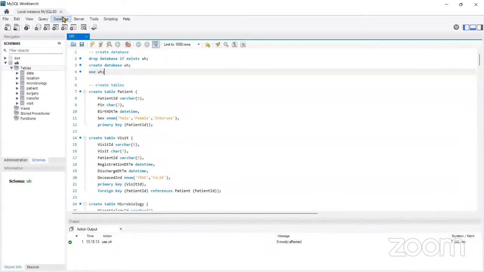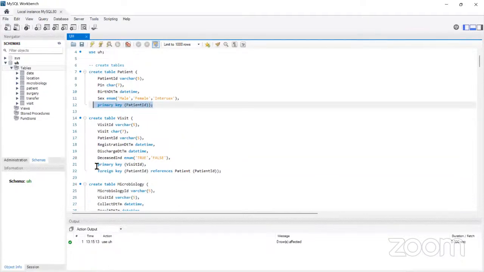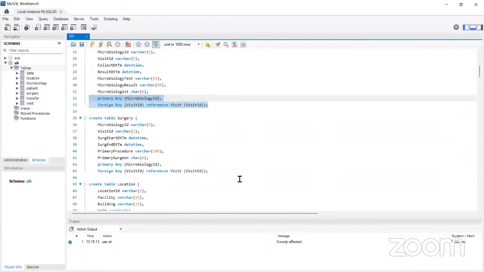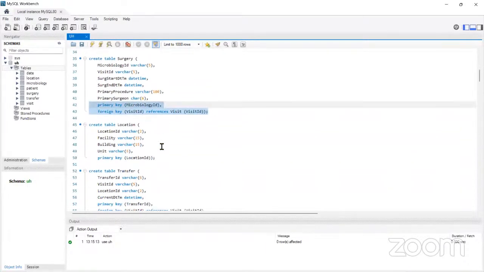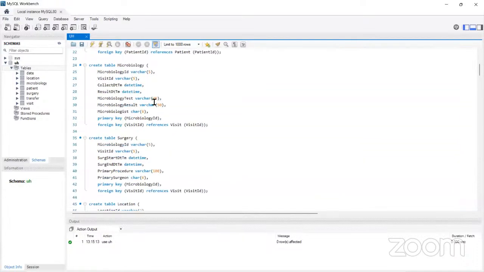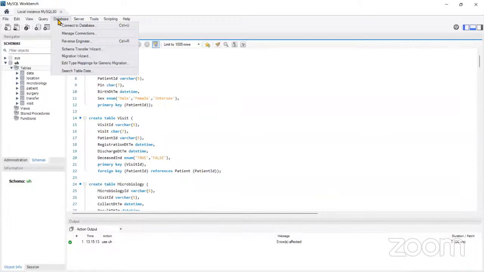So I'm going to show you the data model. When we create a table, we specify the primary key and foreign key, right? So we put the constraints in, and this is only possible after we understand the data structure, right? So let me just show you the data structure, or the data model.